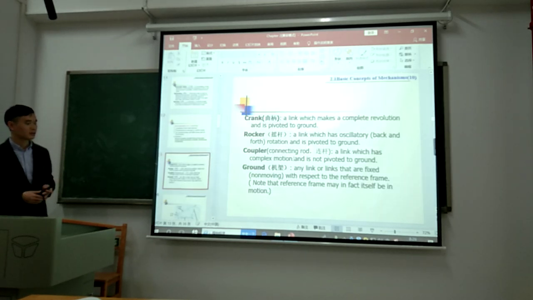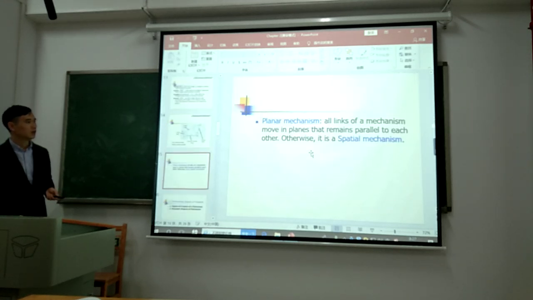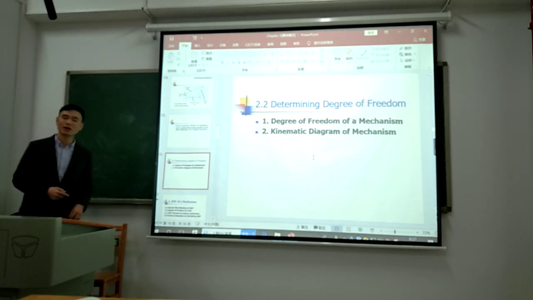Okay, there are some basic concepts, and these basic concepts are also related to this class. The connecting rod, the ground: the fixed link is called the ground. This is formed by links, to determine the degrees of freedom. Last class, we talked about this a lot.